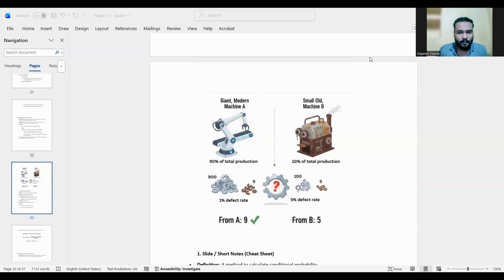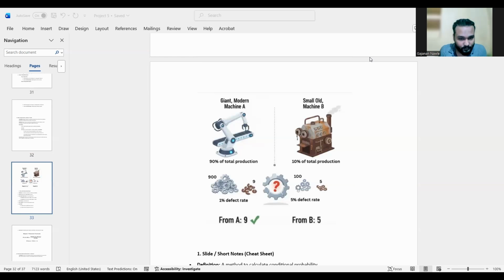That is what a bad analyst would think. They focus only on the error rate. But a Bayesian analyst uses the base rate, which is the sheer volume that machine A is producing. So let's say we are producing a batch of 1,000 parts. Machine A makes 90% of them, which means it is producing 900 parts. And with a 1% defect rate, it is producing 9 broken parts.